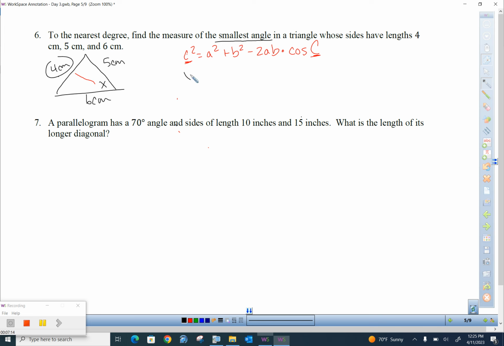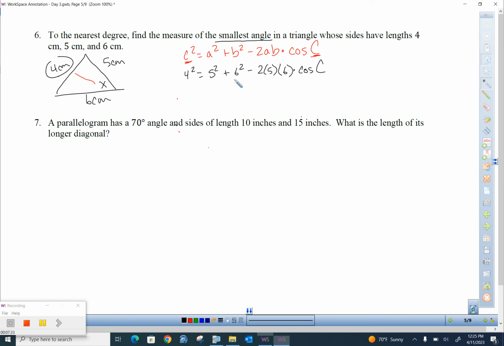So that's going to be 4 squared. And then the other 2 sides go in for A and B in whatever order you want. So then same thing here, 2 comes down, and whatever order you want, those same 2 numbers. And we don't know the angle, so that's our x, or you can leave it C.